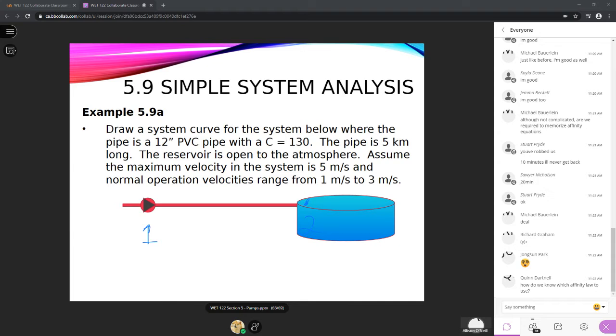The first thing you're going to want to do is set up a table. In your first column, we can put our velocities, which are going to range from 0 to 5 meters per second. So if we pick velocities, then we can figure out the Q that goes along with it. And then we can figure out our elevation head, our pressure head, our head losses. I'm running out of room. And over here, we can put our total head.